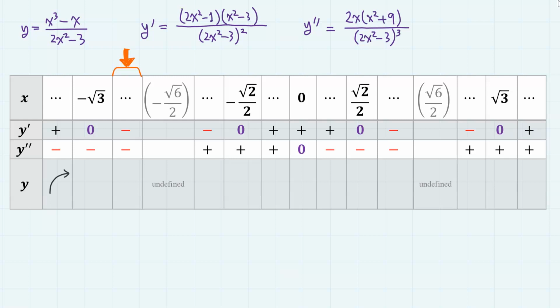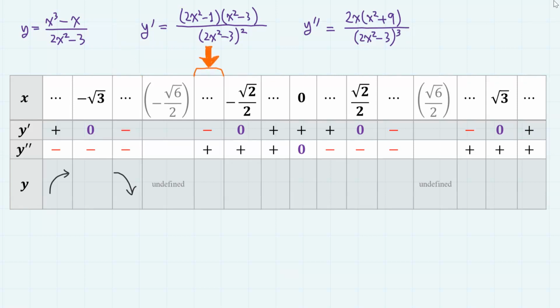Next, when x is greater than minus square root of 3 but less than minus square root of 6 over 2, the first derivative changes sign and becomes negative, while the second derivative keeps remaining negative. Therefore, the graph now decreases and also is concave, so the graph looks like this.